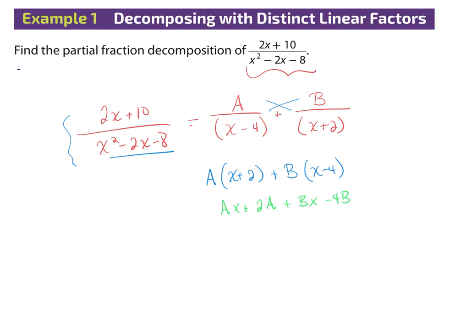And we kind of group these guys by what they are. So my x's, those are my coefficients of my x. The coefficients of my x's are a plus b. So this is my numerator. Those should equal the coefficient of my x here. And then I do the same thing with my constants. My constants that don't have a variable, 2a and negative 4b. And those should equal my constant here.